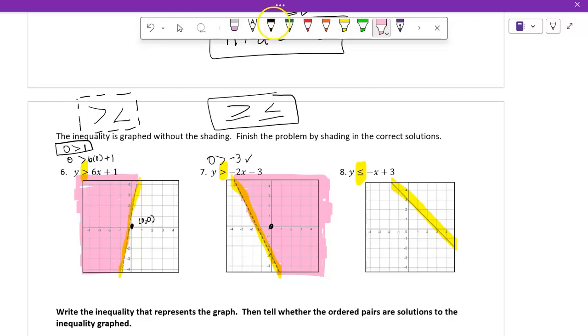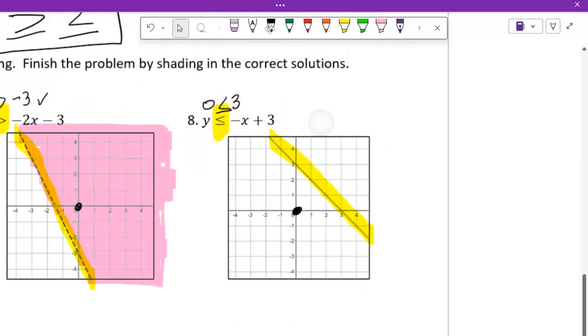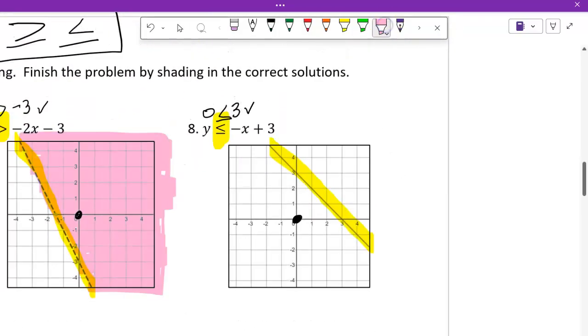Again, it's super fast. 0, 0. If I plug in 0, my x would cancel out. Is 0 less than or equal to 3? Yes. So that means this area is my solution region.